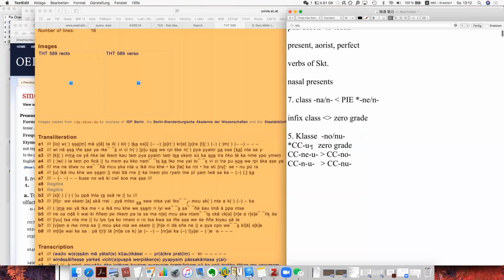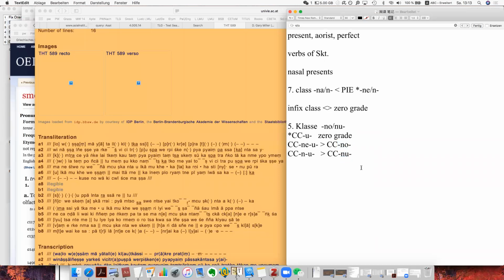So for example, if a root has a zero grade like this, and you put the ne and the nu in between, because an infix is put in between, you insert ne and nu, and then you smoothly get this no and nu. So this is the background of the fifth class.